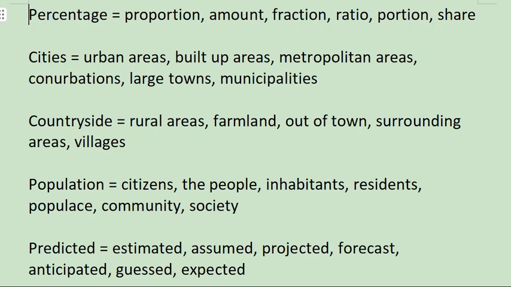So instead of percentage, you could use proportion, amount, fraction, ratio, portion, or share. Cities could also be called urban areas, built-up areas, metropolitan areas, conurbations, large towns, or municipalities. And opposite of cities would be the countryside. And to avoid using the word countryside too often, we can substitute it for rural areas, farmland, out of town, surrounding areas, or villages. Then population, we can replace with citizens, the people, inhabitants, residents, populace, community, or society.